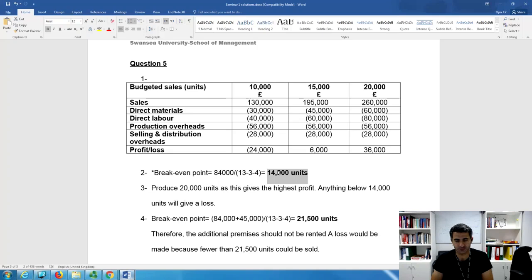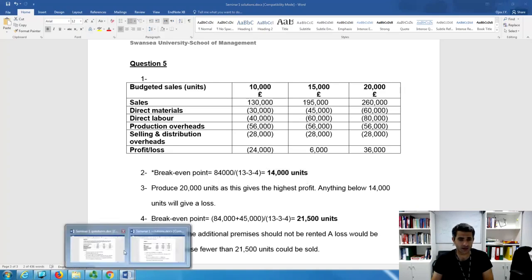What does that mean? This means the business needs to sell 14,000 teddy bears in order to break even. If the business sells anything below 14,000 units, remember, the business will make a loss. If they sell above 14,000 units, they will make a profit.